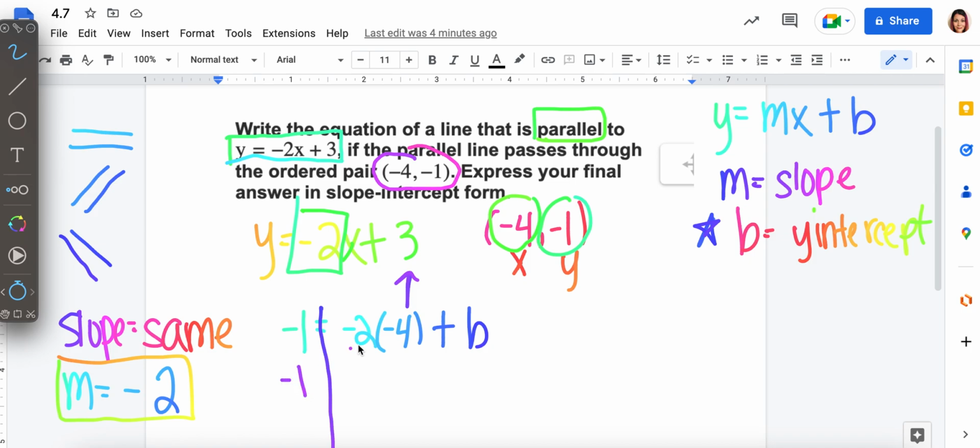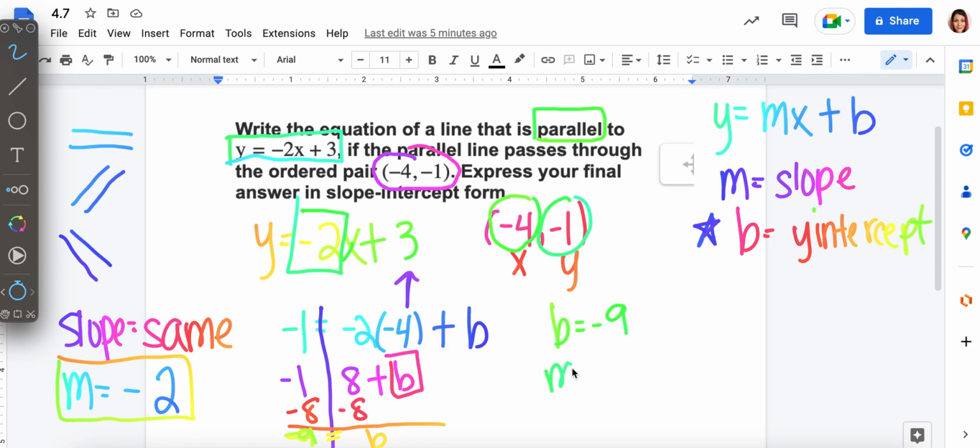So we're going to solve equations. -2 times -4 is 8 plus b. We know we need to balance it and isolate this variable. So I'm going to subtract 8 from both sides. And I'm going to get b is equal to -8 minus 1, -9. So I know my b is -9.